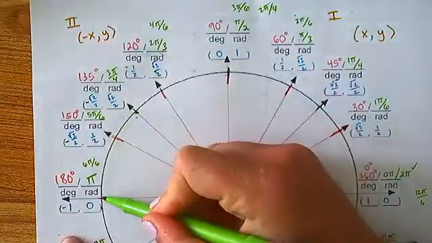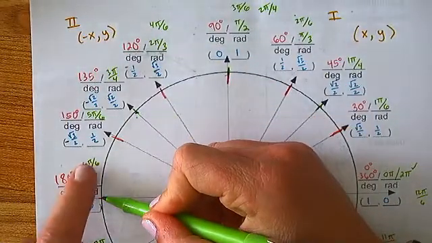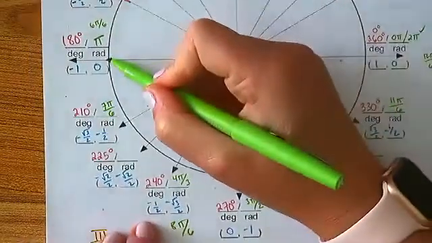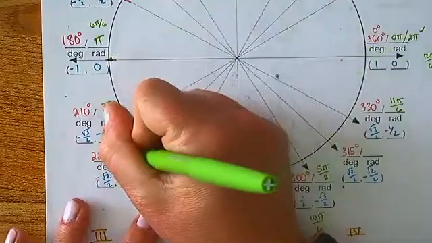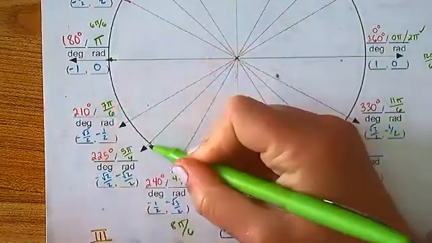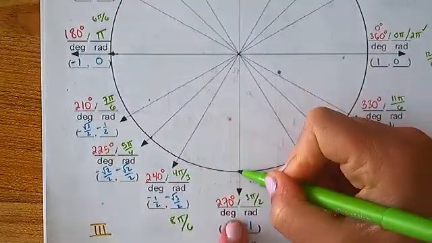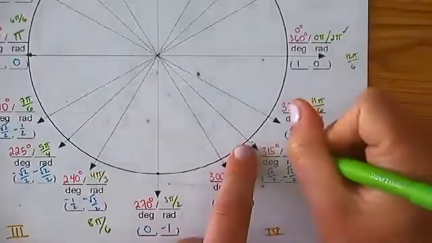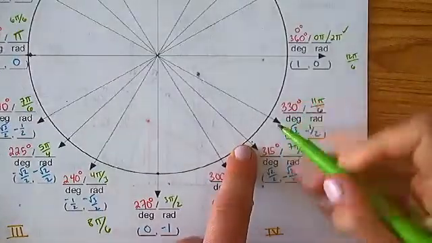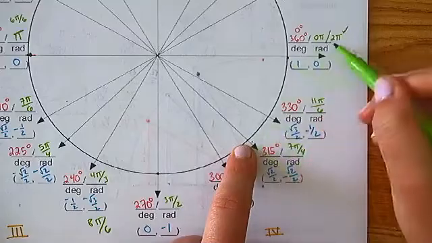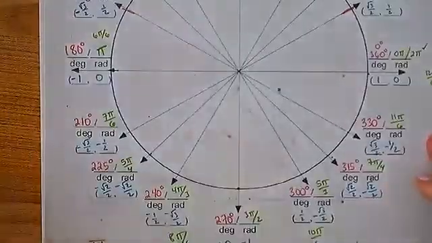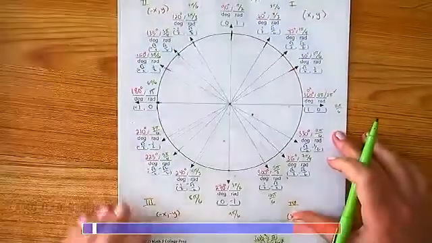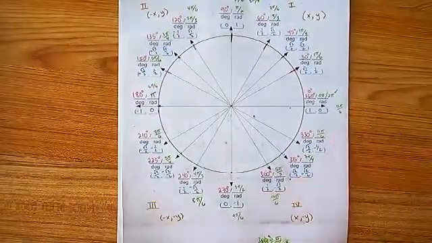Add another, 4 pi over 4. What is 4 pi over 4 reduced to? Just pi. Add another, so 4 pi over 4 plus 1 is 5 pi over 4. Add another, 6 pi over 4, which reduces. Add another, 7 pi over 4. 7, 8 pi over 4 is 2 pi. So that's how I quickly and efficiently fill out the radians. And that's how you get your entire unit circle.